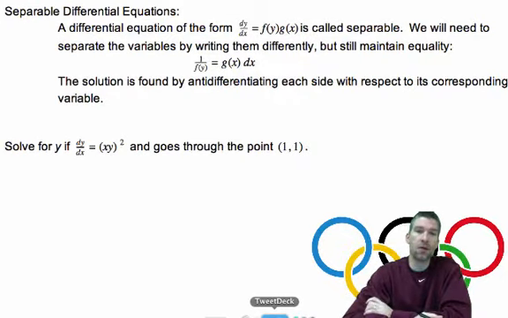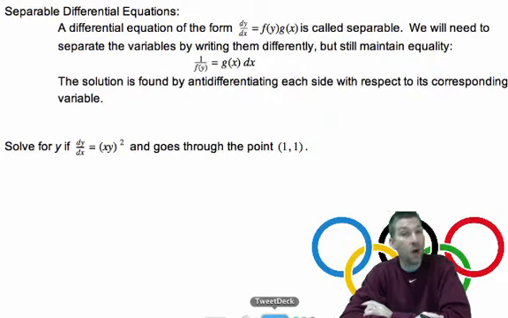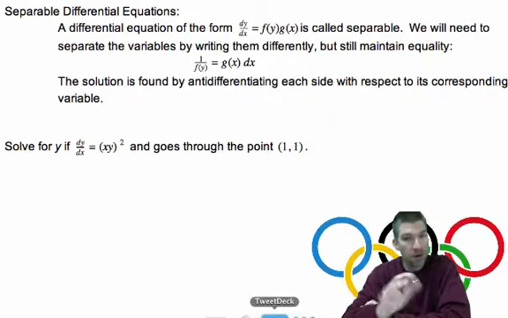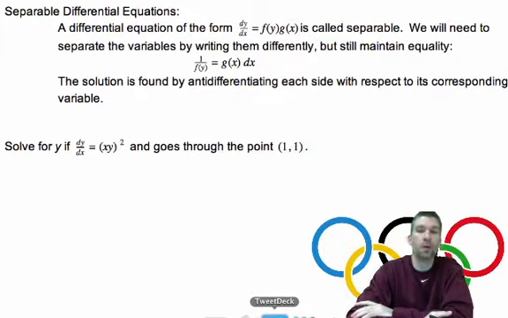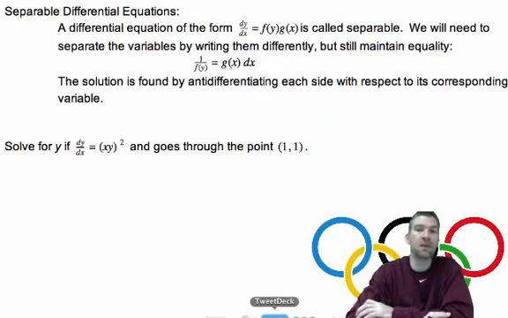Okay, and so along those lines, we're going to talk about a separable equation. What that simply means is we've got x and y variables running around, and we've got to get them separated so that we can solve a diff EQ. A differential equation, remember, is an equation that has a derivative in it, of the form dy/dx equals f of y times g of x. There you have your two different variables, y and x, and this is called separable. We will need to separate the variables by writing them differently, but still maintain equality.